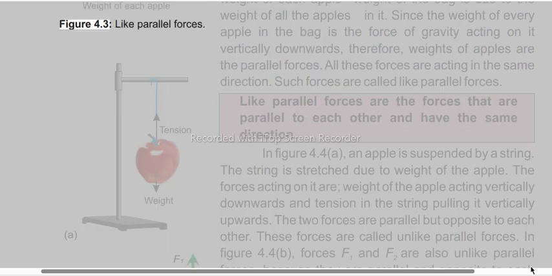Weight of each apple, figure 4.3, like parallel forces.